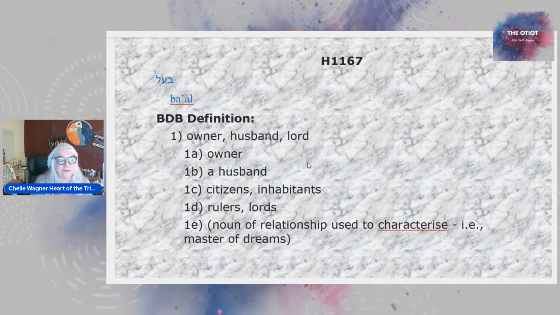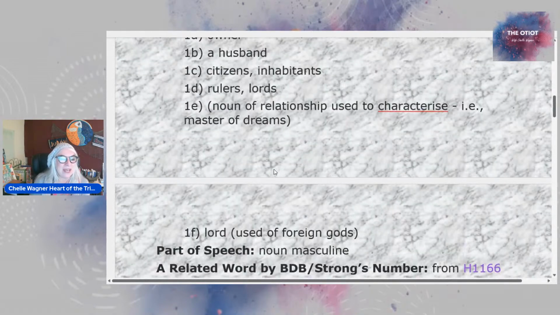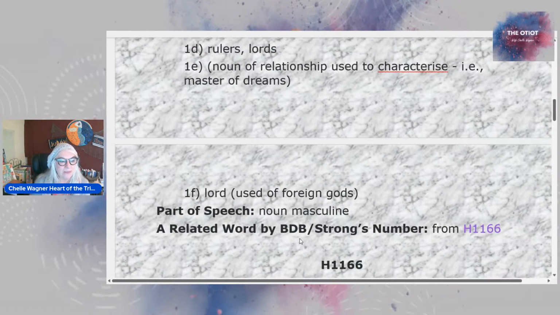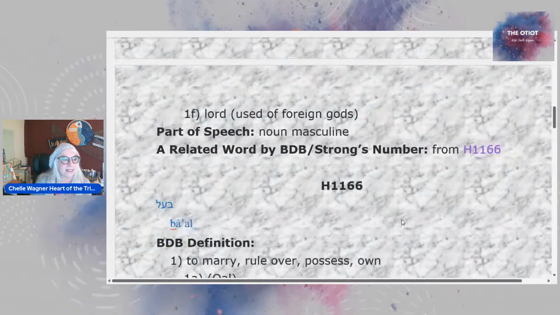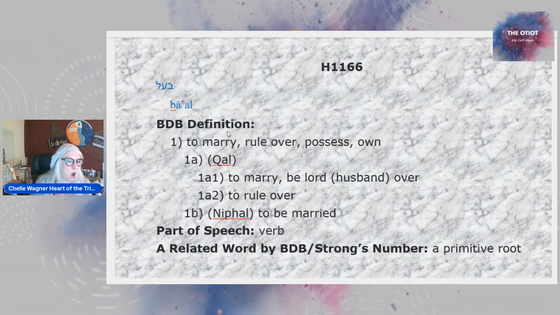And this is why I love knowing Yahuah's name and saying it in Hebrew. I don't want there to be any confusion about who I'm talking about and who I'm praying to, right? So it's often used of foreign gods. Absolutely. All right. And so it comes from, we see down here, H1166. So let's take a look at H1166. It gives us the same thing. Look, it's spelled the same. The Bet, the Ayin, the Lamed, Baal.